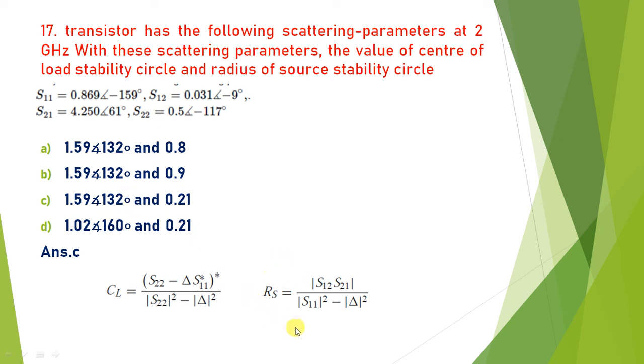And what is the value of the source radius? So it is the equation mod S12 mod S21 divided by S11 square minus delta square. Put the value of delta from the previously calculated delta, put the values, you will find the value 0.21. Okay, so this is the answer C.